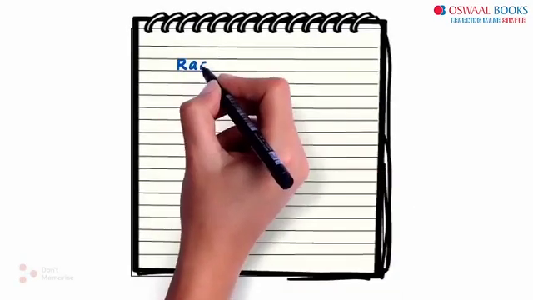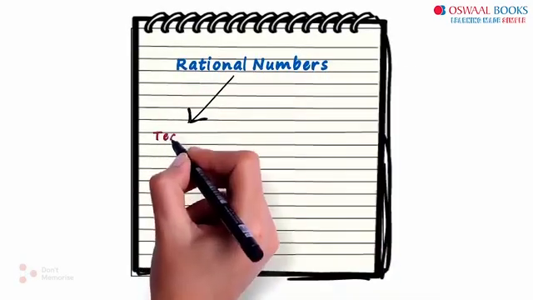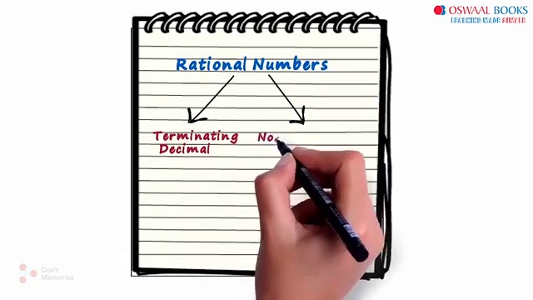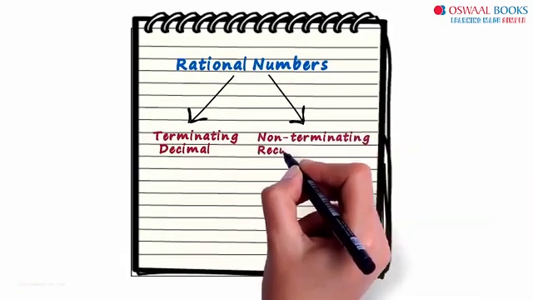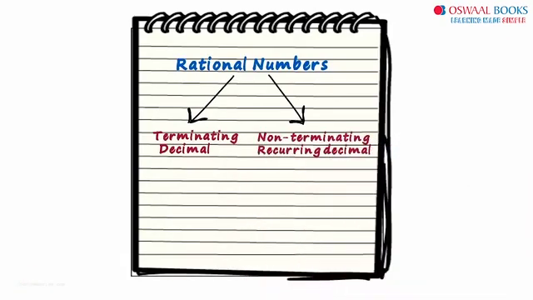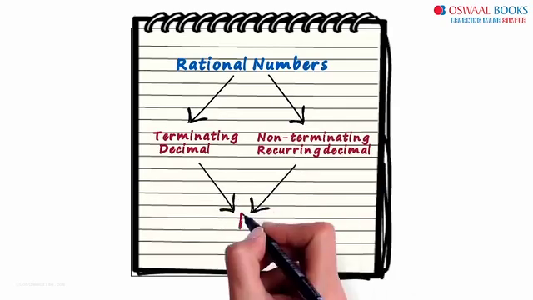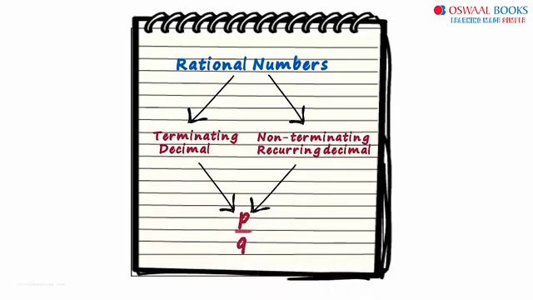We have seen that rational numbers comprise of terminating decimals and non-terminating recurring decimals. In this video, we will see how we can convert a decimal number to the rational form p by q. When we are given p by q, we can divide p by q to get a decimal number. But to convert a decimal number into the form p by q is a little more interesting. Let's look at this conversion first.